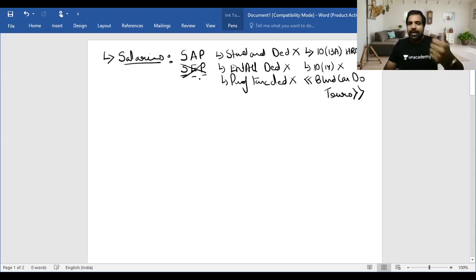So I repeat, guys, standard deduction you will not get, entertainment allowance deduction you will not get, professional tax deduction you will not get. In fact, in salaries you don't get any deduction except these four. 10(13A) HRA you will not get, 10(14) all those special allowances you will not get deductions. You will also not get LTC. Remember LTC, where you, your spouse, and two children can travel twice in a block of 4 years. That also you will not get. So all these deductions you will not get.